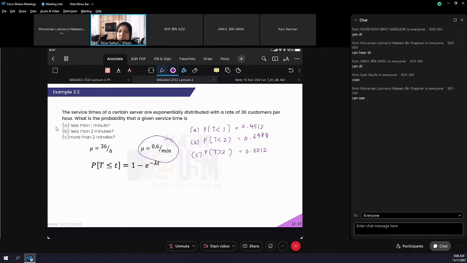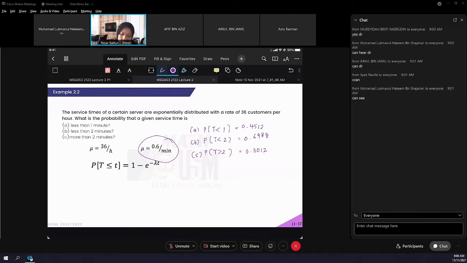Okay, in case you have any problems, you can just let me know. Right? Okay, so everyone clear on example 2.2? So you basically just substitute the value. Okay, your t is equal to 1, 2, and 2 depending. Okay, so t less than 1, t less than 2, and then t greater than 2.